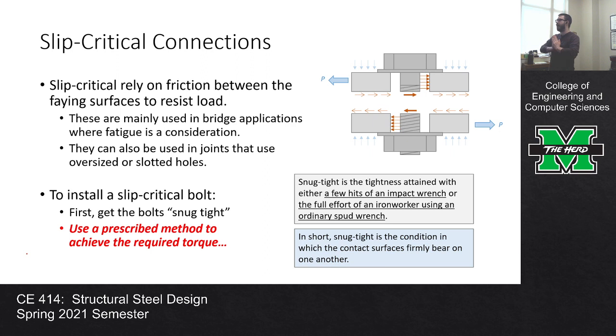Once you get the plates snug tight, that's just them in contact bearing with one another. That's not applying a significant amount of force between them in order to generate that necessary normal force for a resisting friction. So once you get it snug tight, you have to use a prescribed method to achieve the required torque, to achieve the required tension inside the bolt. And I'm going to talk about a few of those methods that we can use and do use in the real world to achieve that pretension.